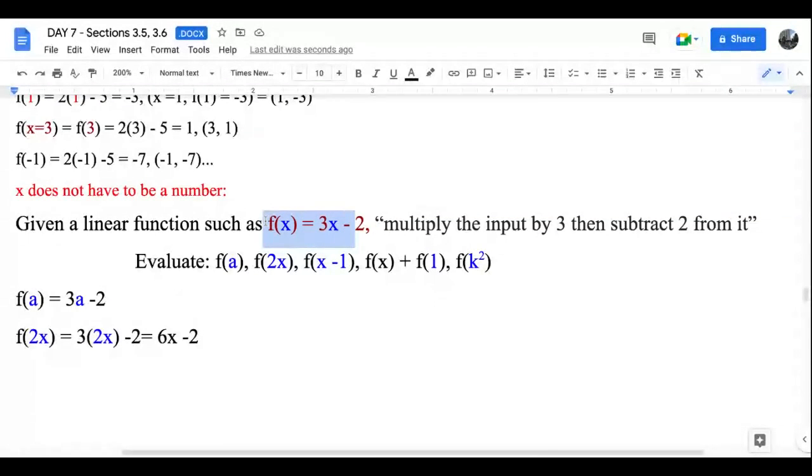So given a function with algebraic expressions, we can translate it into a statement. We see: multiply the input by 3, then subtract 2 from it.